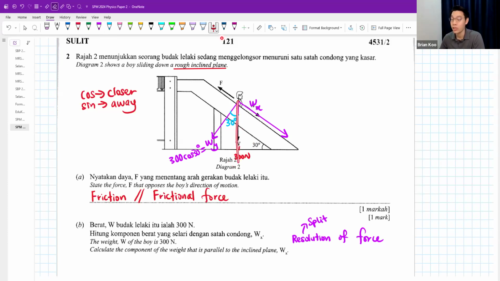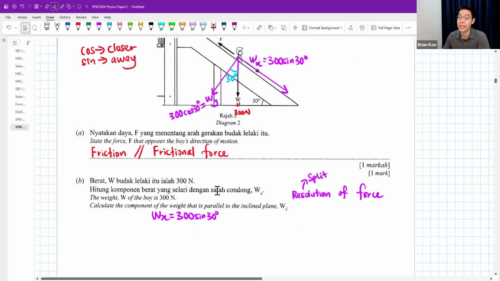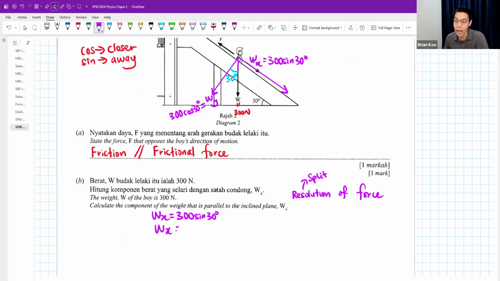300 Newton is going further and further away from 30 degrees. You want to go to Wx and you're going further and further away from the 30 degrees there. And this is called 300 sine 30. Okay, that is how you calculate the Wx. I know I did it quite long, but I'm just trying to explain in case anyone has forgotten this. Answer is just 150 newtons.